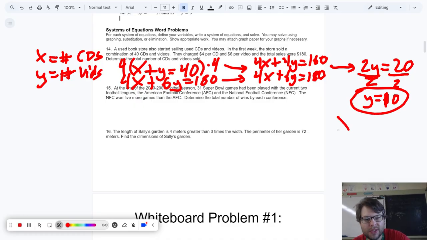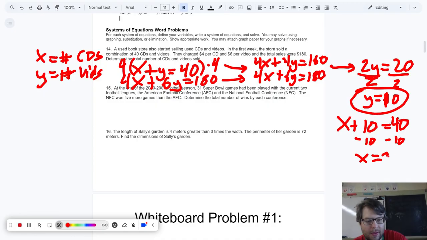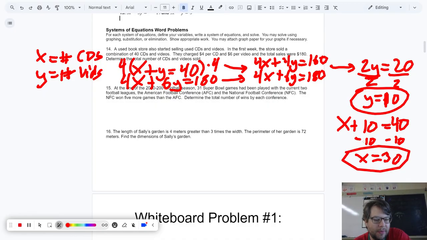The easiest equation is the x plus y equals 40. I'm going to replace the letter y with 10. Many of you probably are able to just do that in your head, but I'm going to be a good little algebra student and get x equals 30. 30 and 10. Double check, that really adds up to 40.